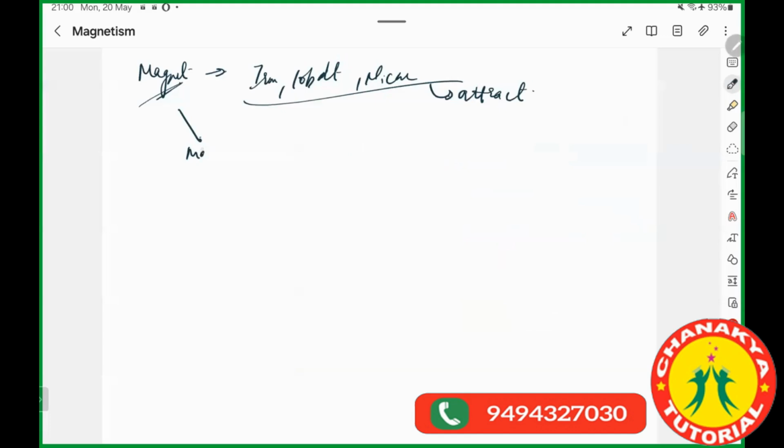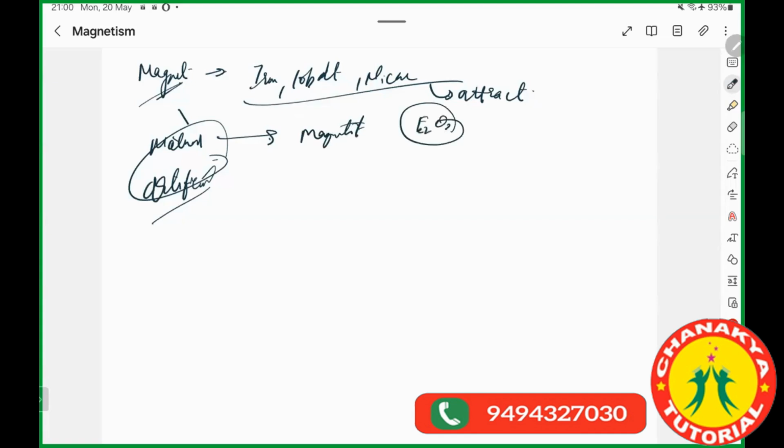So magnets are of two types: one is artificial, one is natural. Natural comes from magnetite and all that, right? Magnetite, you studied in sixth standard, Fe2O3, I guess it is right. Artificial is man-made, like electromagnets and all that. So our study is all about artificial, not anything about natural.